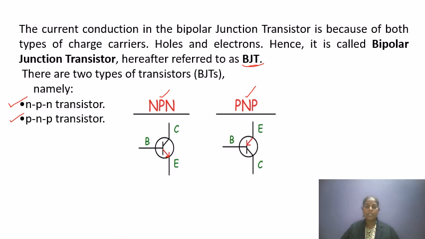Once again I repeat: in NPN the center portion is positive, which means the arrow is outside. In PNP the center portion is negative, so the arrow is inside. So from the arrow we can easily find out whether it is NPN or PNP.